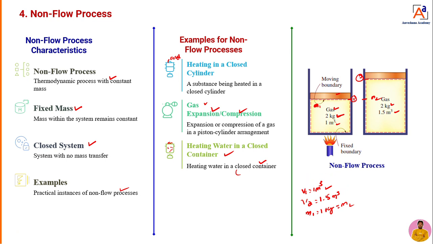A non-flow process is a process in which mass remains constant, there is no mass transfer across the system boundary during the process. That process we can call a non-flow process, dear students.